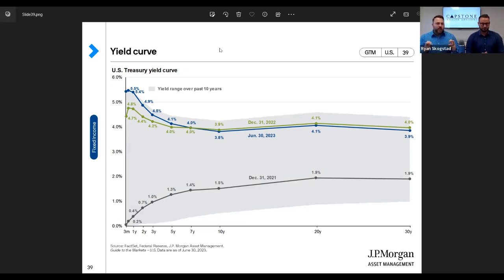So an inverted yield curve, that's another term that we hear thrown around a lot, is when the longer side is lower than the shorter side.